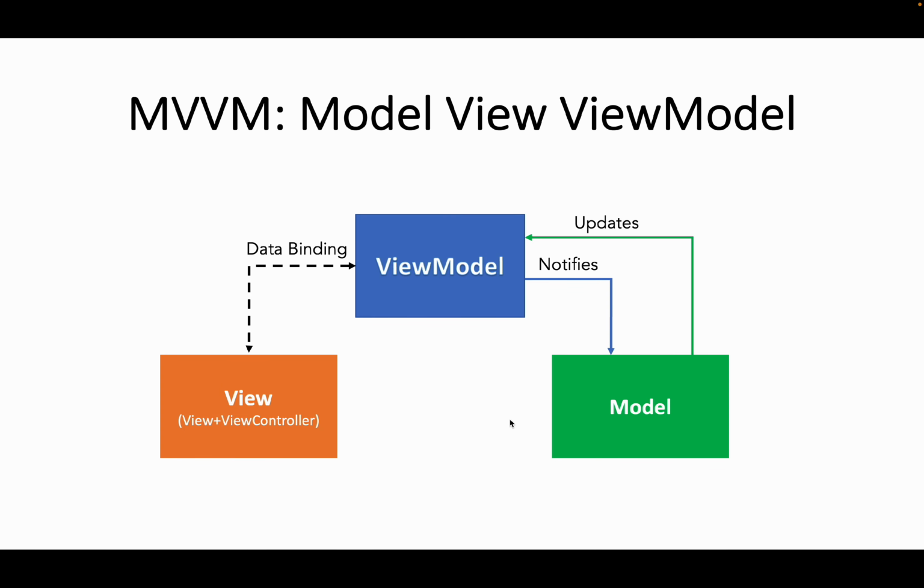MVVM, Model View View Model, is one of the most popular architectures out there, if not the most popular. Here we have three components: model, view, and view model. View consists of a view and view controller. View model is the intermediary between the view and model and holds the business logic.